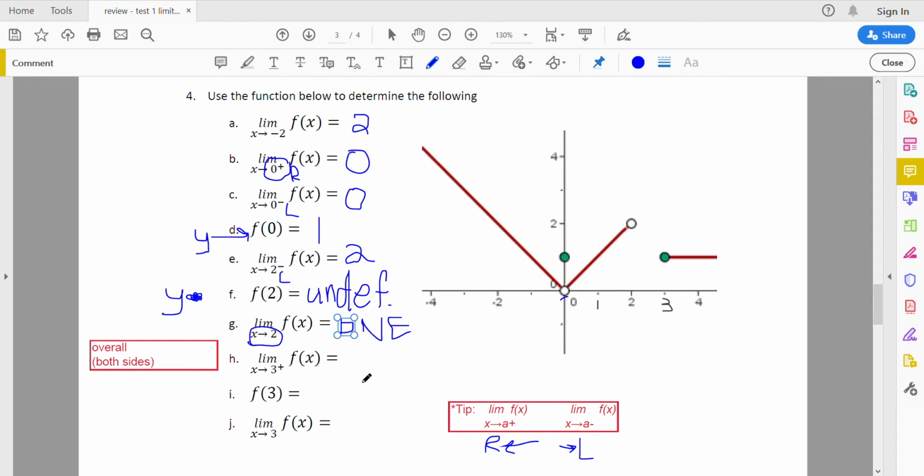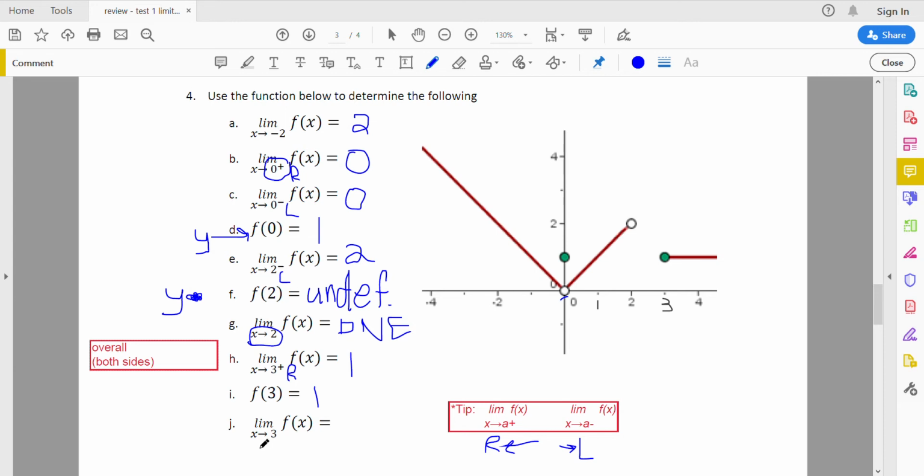Okay, moving ahead to h. Looking at the limit of the function as x approaches 3, and this positive means from my right-hand side. So 3, that's right here, and I want to go from the right-hand side of that point, coming in this way. That looks pretty good. I think that's approaching a y value of 1. For my next question, f of 3, I'm looking at where my function is actually colored in, where's my dot, and that's at a y value of 1.